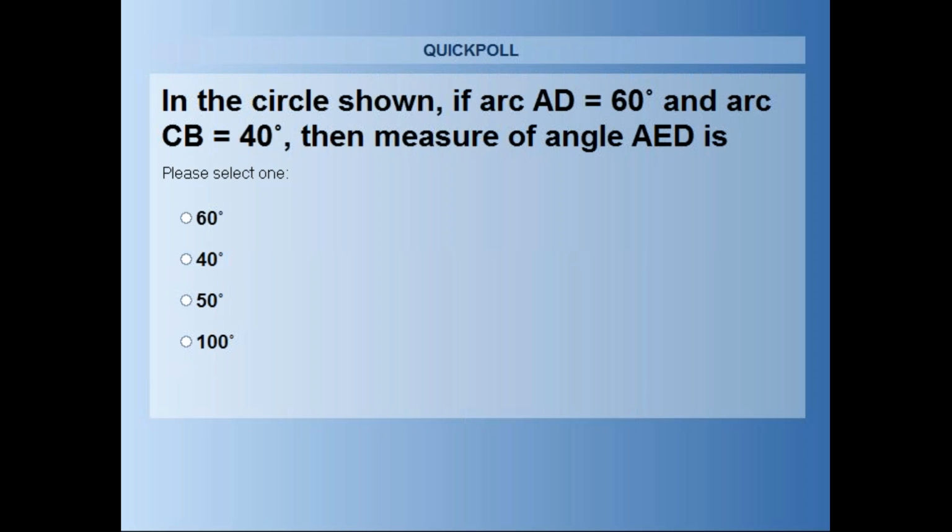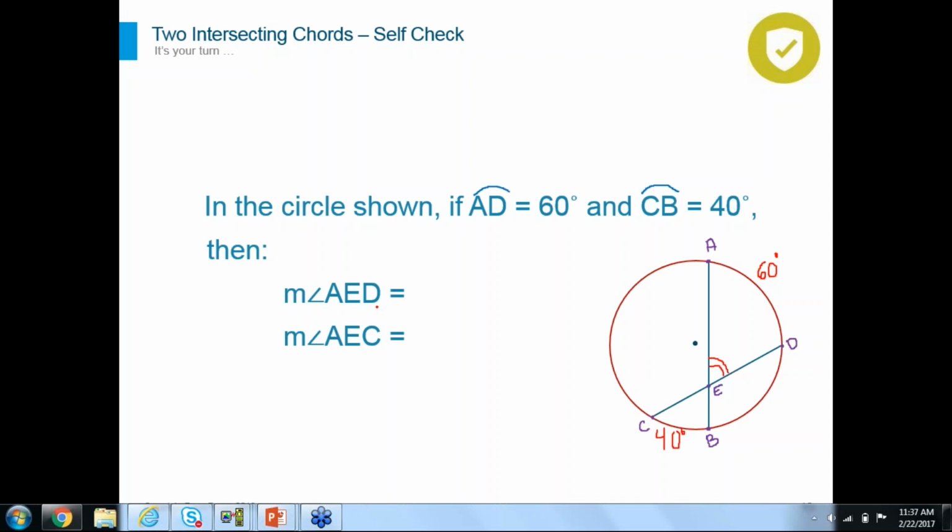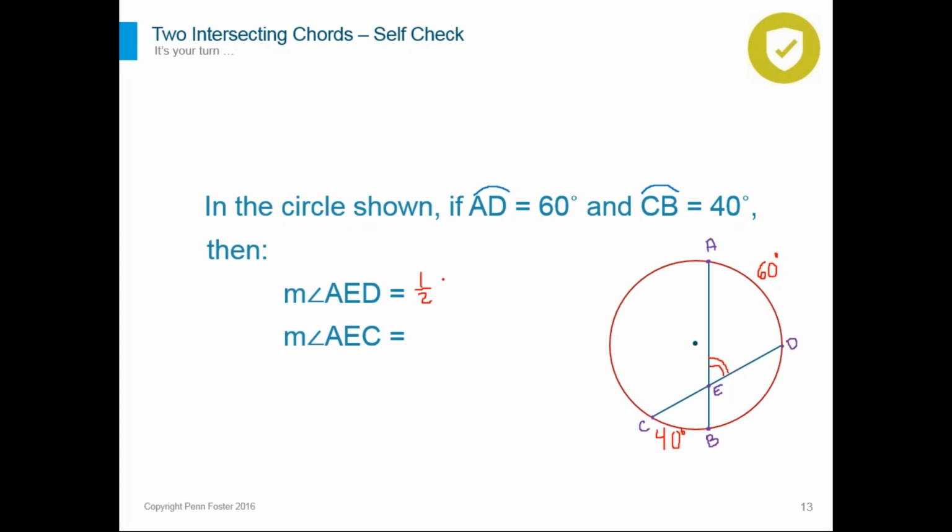Okay, let me share my answer. So how do we find the angle measure AED? Half the sum of the intercepted arcs. So that would be half times 60 plus 40, which is half of the 100, which is 50 degrees. So this angle is 50 degrees, and of course that makes this angle also 50 degrees.